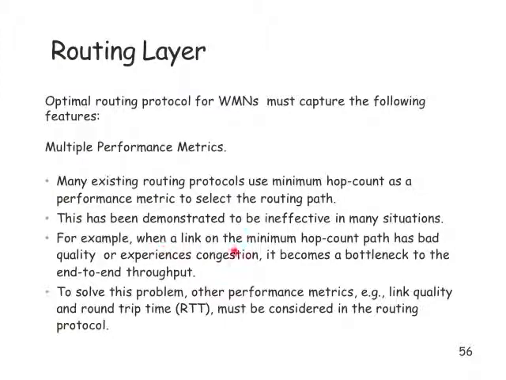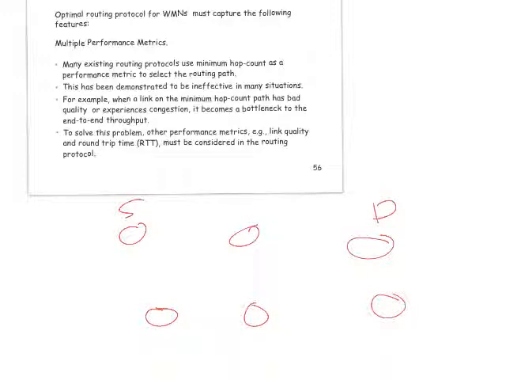So for example, a link on a minimum hop count, what does that mean? This is the minimum number of links end to end. So simply in a network like this, if I want to get from this source to this destination, I will be forced to go this way, because this is 1, 2 hops, that's it. Any other node will lead to a greater number of hops.